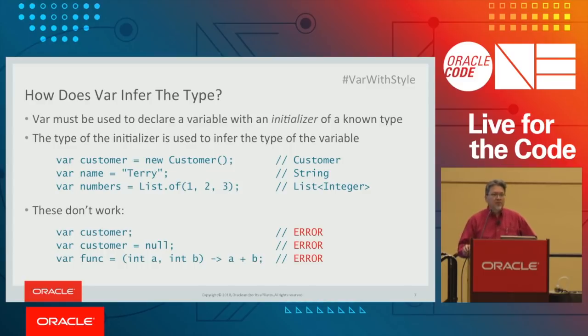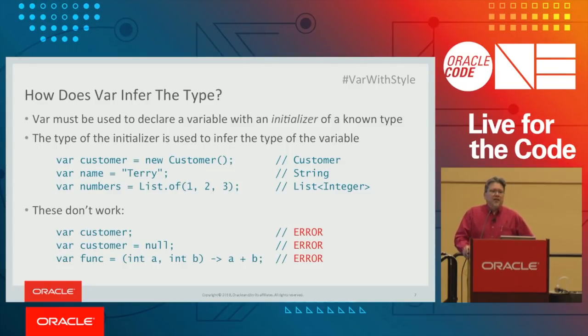Okay, that's pretty simple. There are a bunch of cases, though, that don't work. So if you just say var customer and you don't initialize it, there's no information there for the compiler to attempt to infer the type. So we disallow that. There's some other cases. I don't want to go into great detail now, but if you're curious, you can talk to me about that. But basically, if it doesn't have an initializer, you can't use var.